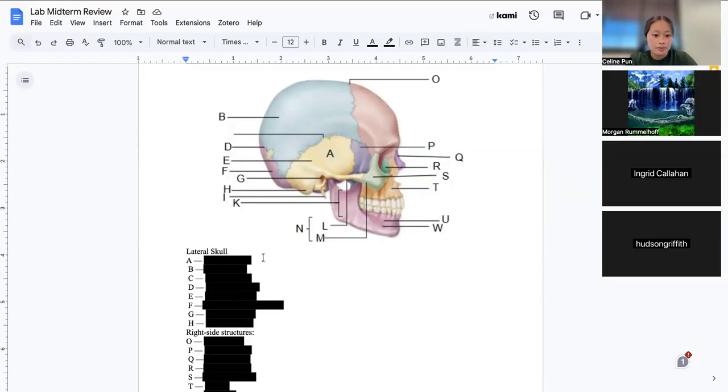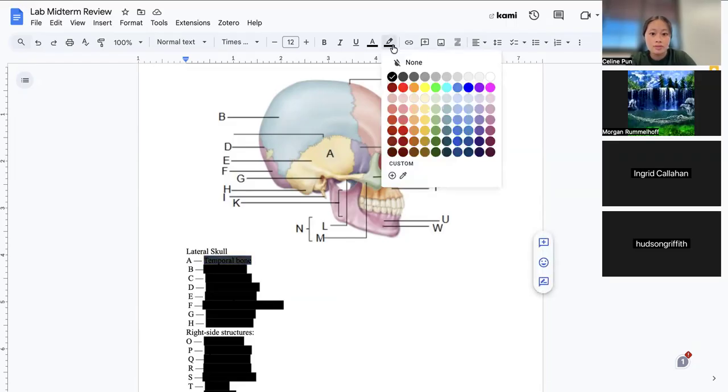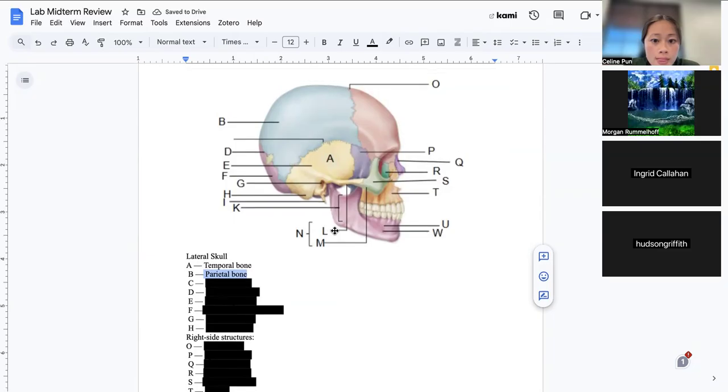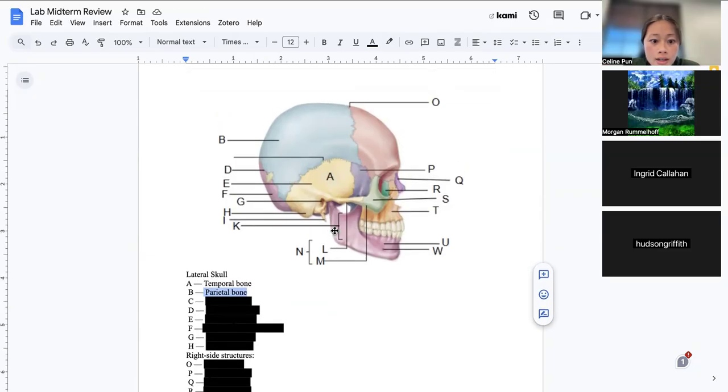Yeah, it's your temporal bone. Okay, and then B, the top of your head. What is that bone called? Parietal. Nice. Okay, C. Where's C? A, B. There's no C.